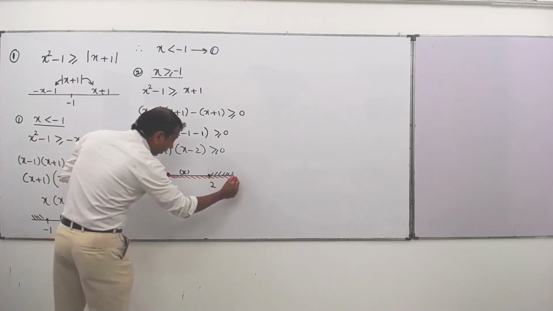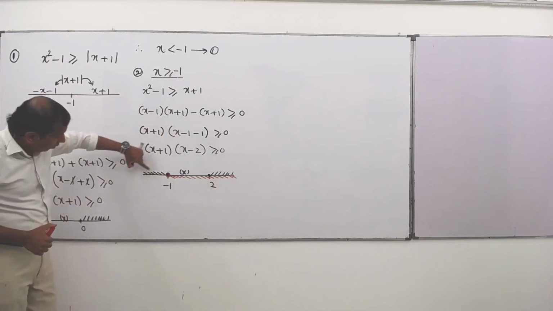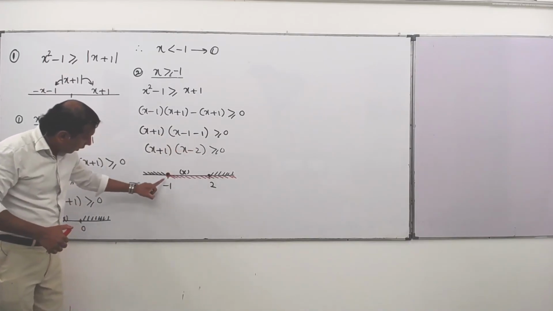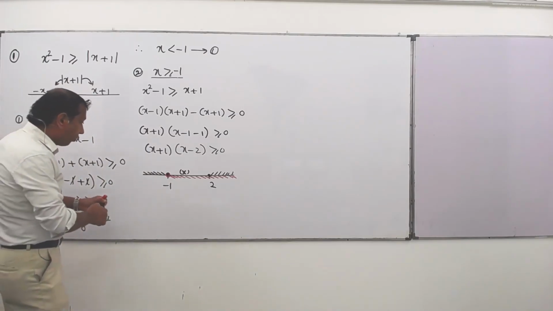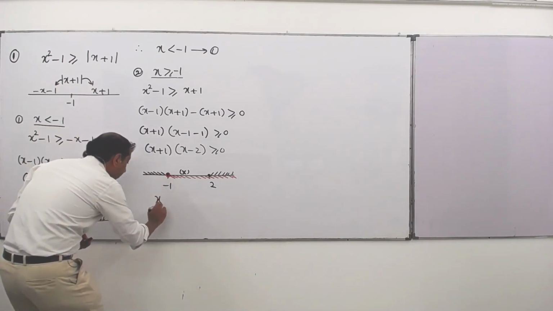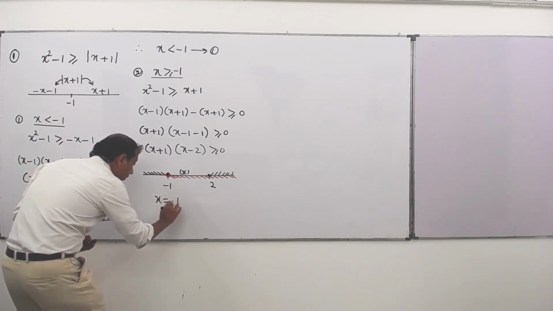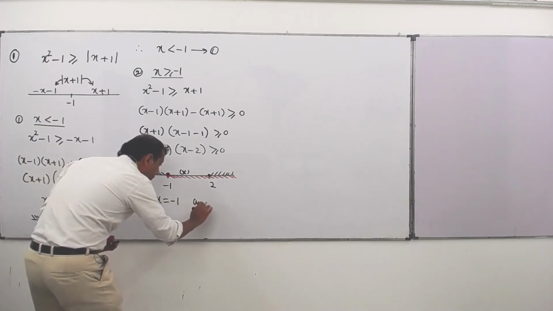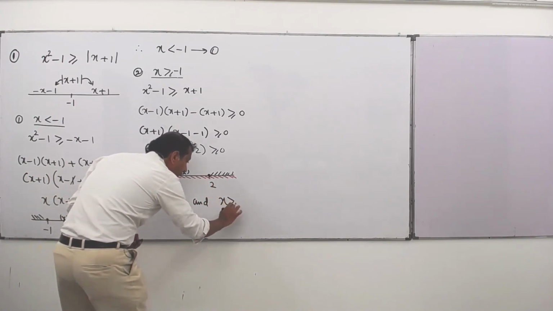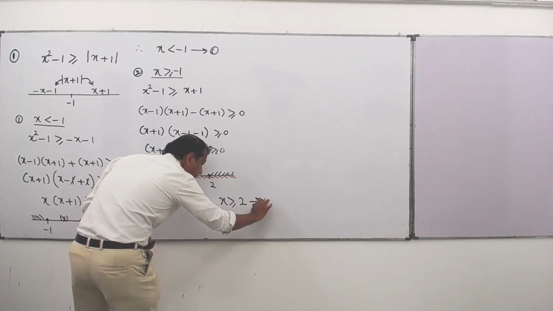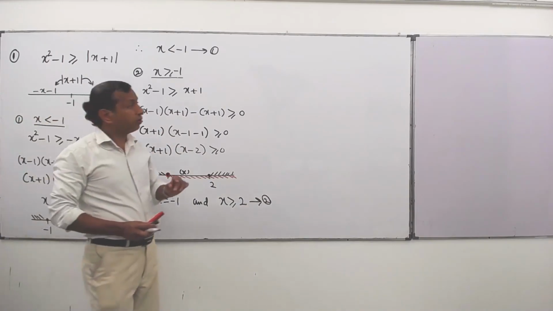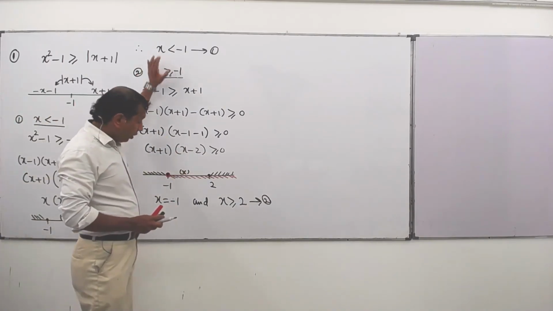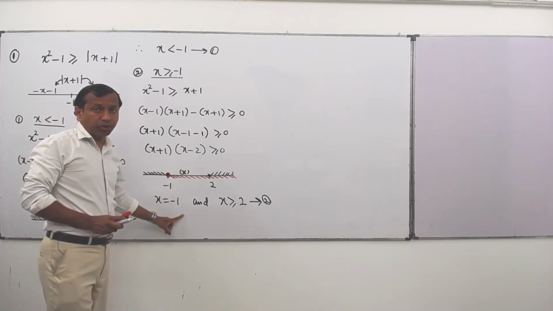Now you can see the black region and this red region, the common region. People, what is the common region? There we get this minus 1 is common, x equals minus 1, and here x greater than or equal to 2. This is number 2. So then, final answer, how do we obtain it, people? This number 1 union number 2. That's how we take the final answer.